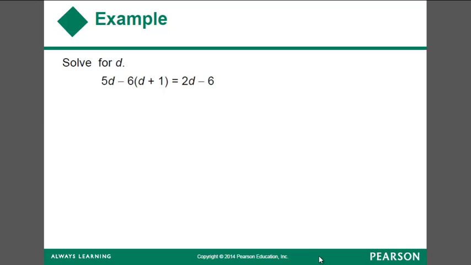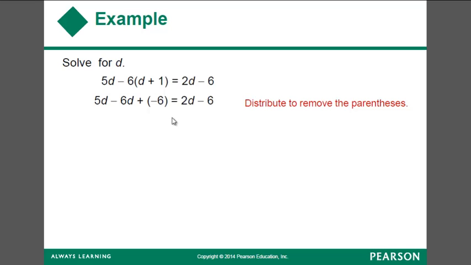I have 5d minus 6 times the sum of d plus 1 is equal to 2d minus 6. I can't simplify inside the parentheses because d plus 1, that's as simplified as it gets. What I can do is distribute this negative 6 into the parentheses. Remember that the negative sign does go with the 6, so I take negative 6 times d and negative 6 times 1. When I do so, that gives me a negative 6d plus a negative 6.